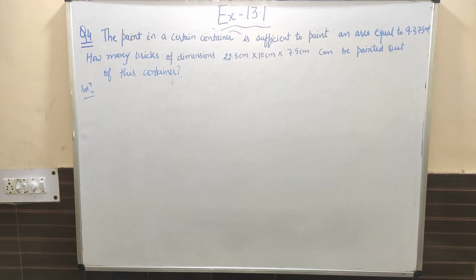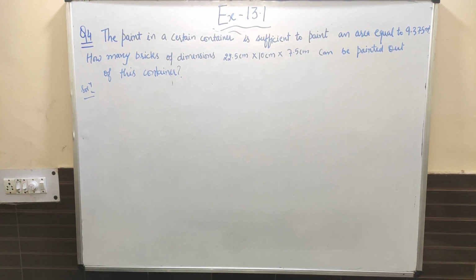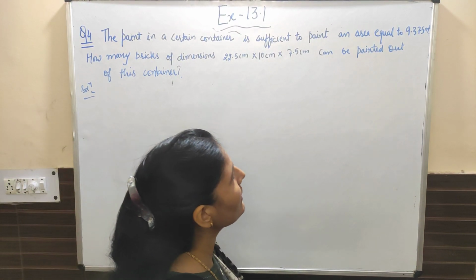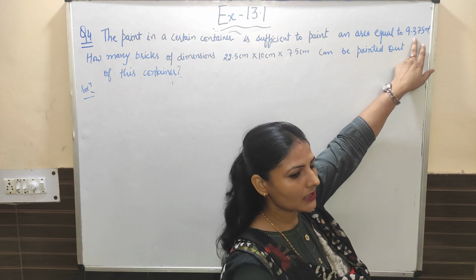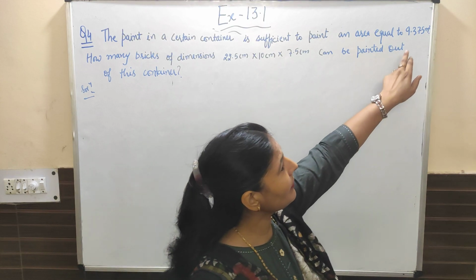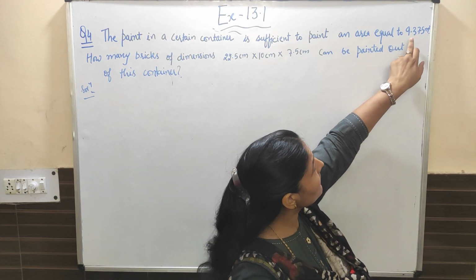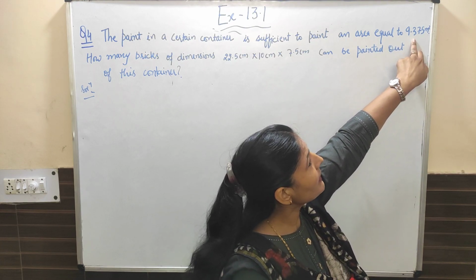Let's discuss question number 4: the paint in a certain container is sufficient to paint an area equal to this. Means there is paint in a container and it can paint a certain area. The area that can be painted with this will be 9.375.